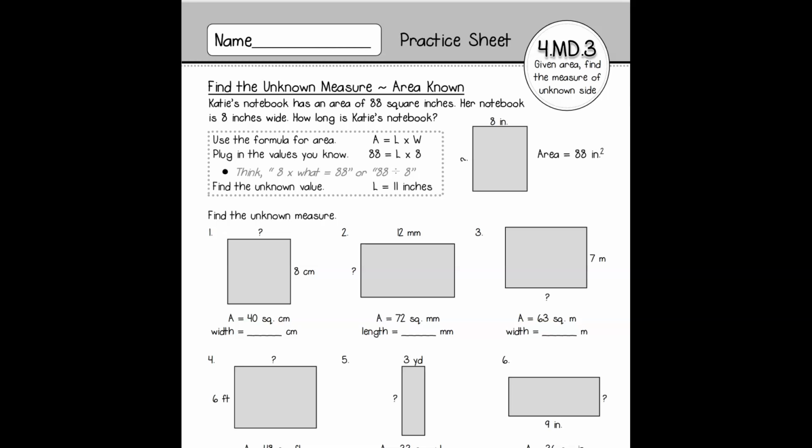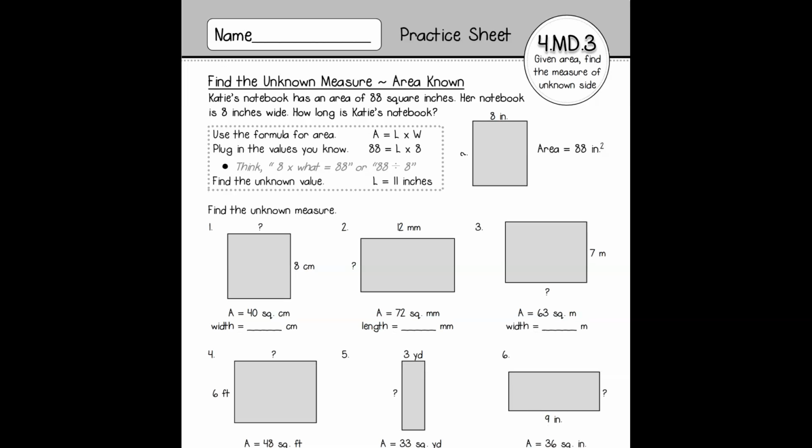So if you notice, it is drawn right here. Okay, I know the area is 88. However, I only know one side. Okay, so I know that the formula for area is length times width. So I have my width here, but I'm missing this side. So what I'm going to ask myself is 8 times what gives me 88? So 88 equals 8 times question mark.